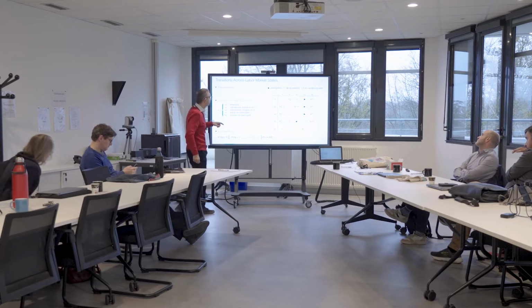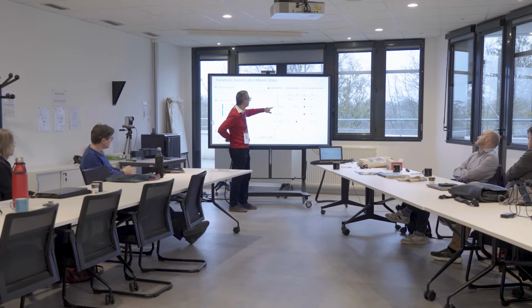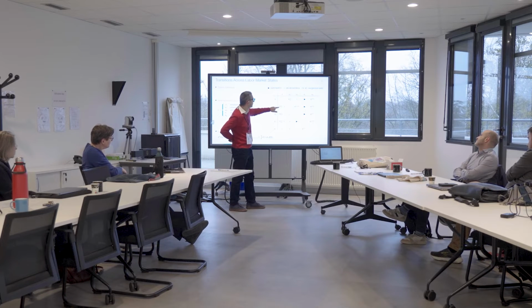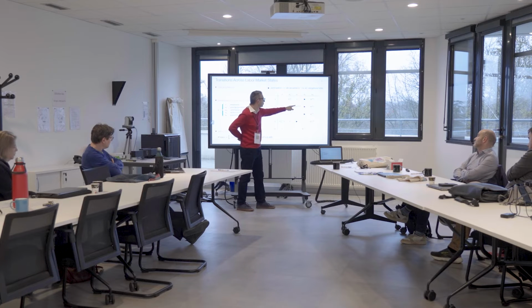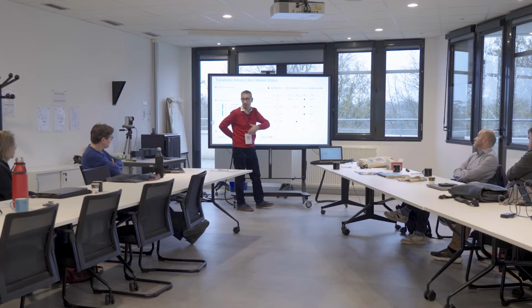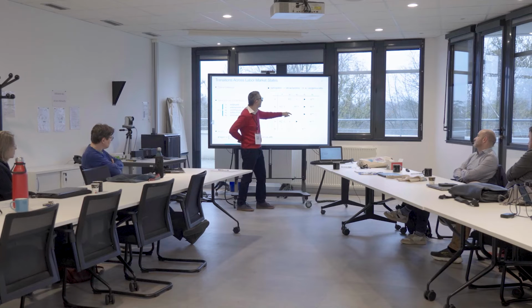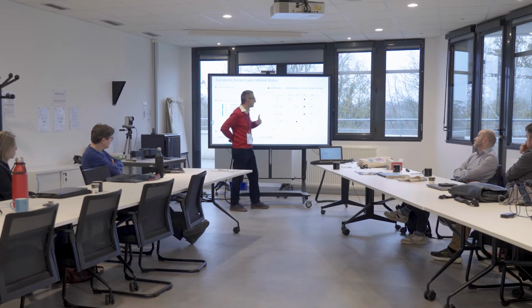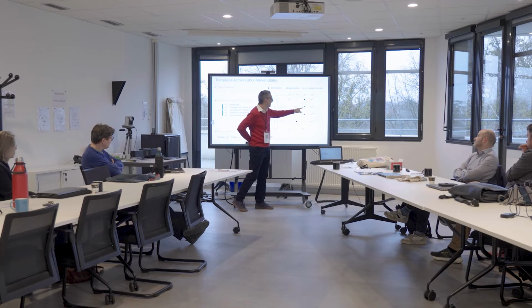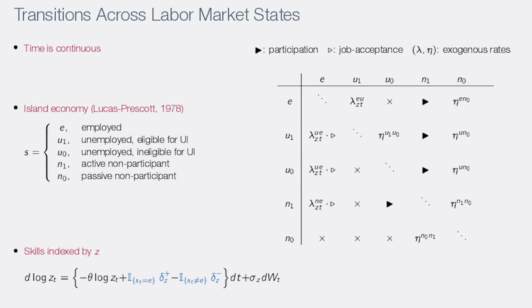But then, for example, take the U1 state. The U1 state says that, at some rate, which is lambda UE of Z at time t, individuals receive a job opportunity. This triangle means that there is a job acceptance decision, so they decide whether to enter employment or not. At some exogenous rate, they lose eligibility, to match the average duration of unemployment. And then, at some exogenous rate, they enter passive non-participation. This is just a shock. But they can make endogenously a decision whether to go from unemployment to non-participation, for example. And then we fill the whole matrix like that.